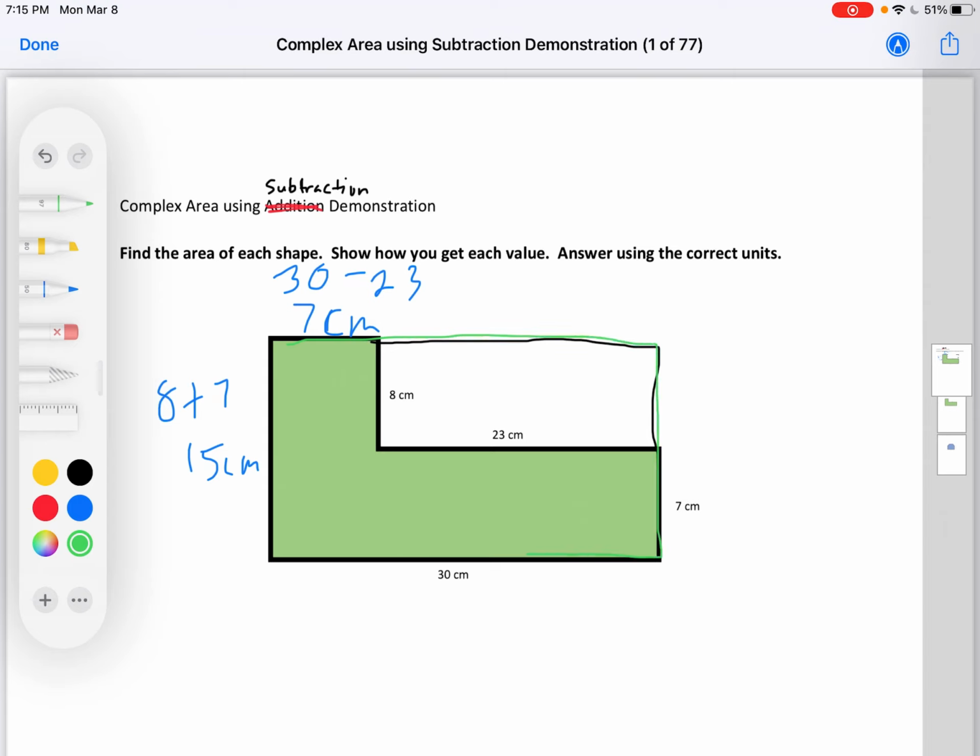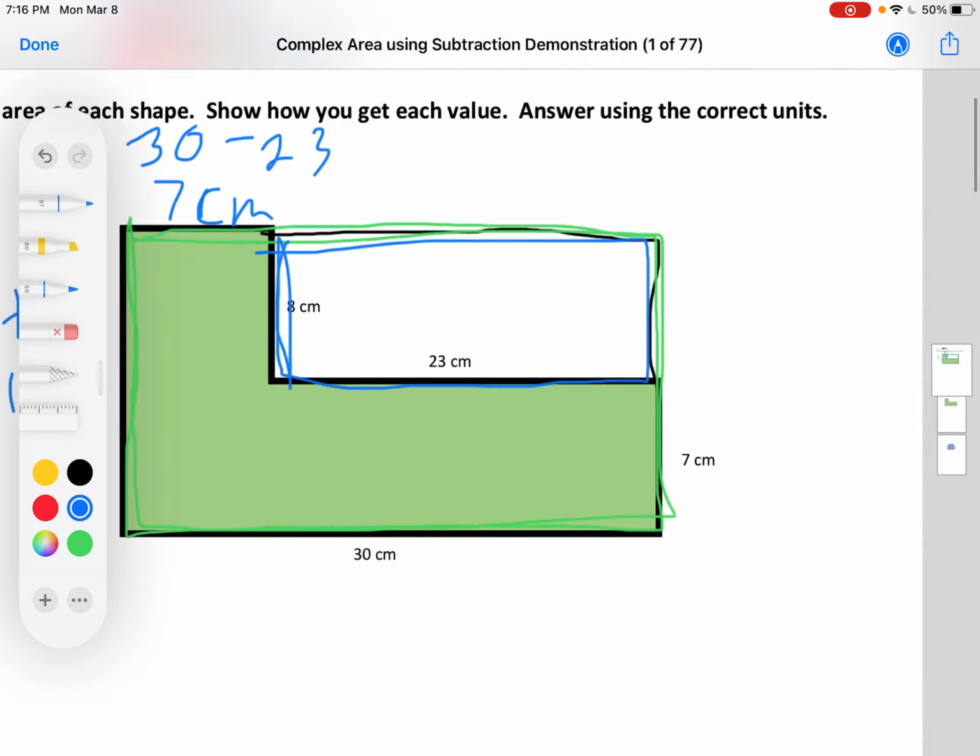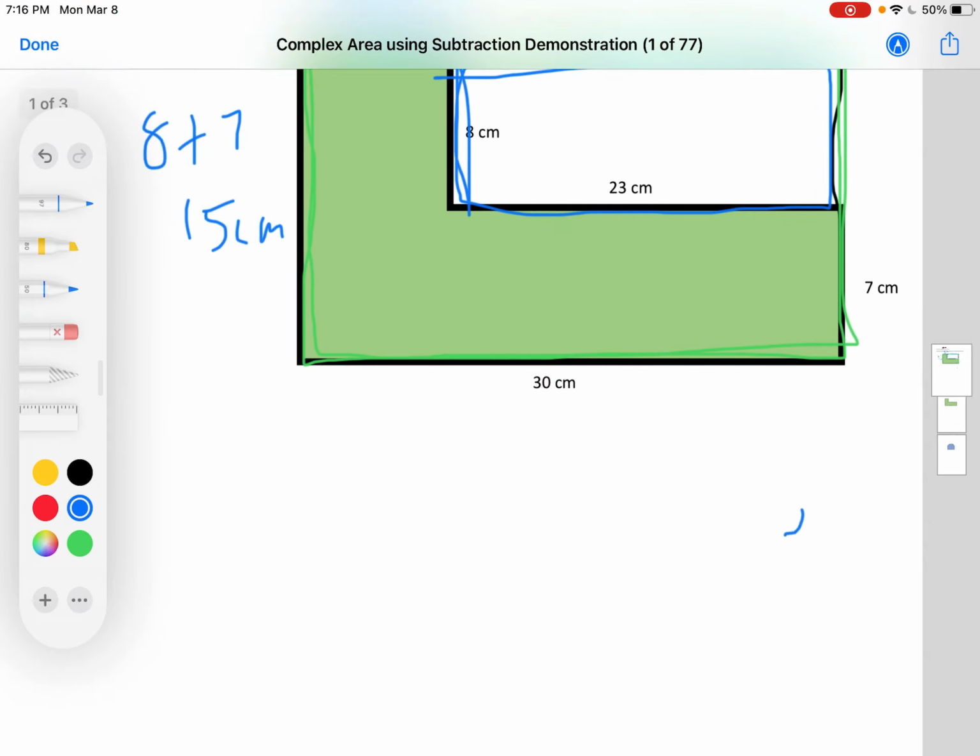all the way around here. And then we are going to find the area of this smaller rectangle here. And we're going to subtract the smaller rectangle from the larger rectangle. So let's get to it.